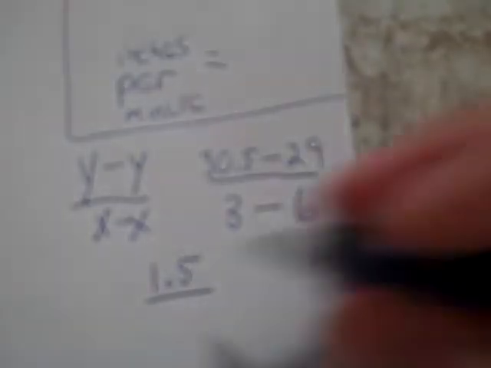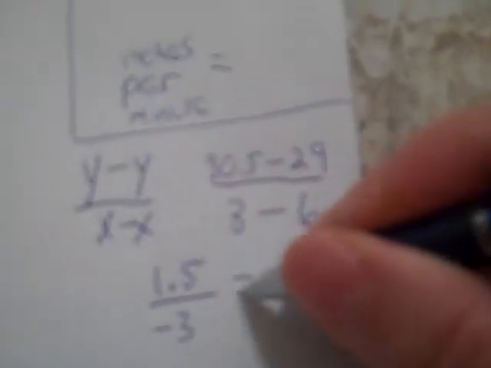Okay, now the y is the inches, so what do you have for inches? Well, you have 30.5, and then it goes down to 29, so I take 30.5 minus 29. And then how many minutes are with 30.5? Well, 3. And with 29, we have 6. Okay, so 30.5 minus 29 is 1.5. And then 3 minus 6 is negative 3. Now you need to divide 1.5 by negative 3.